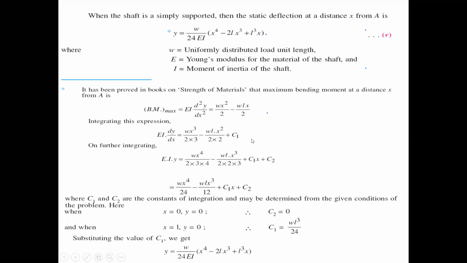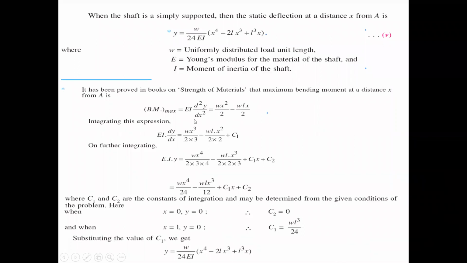When we take a simply supported beam carrying a UDL, we write the bending moment equation for getting this equation. Just remember the procedure. The bending moment equation is EI d square y by dx square equals w x square by 2 minus w l x by 2.